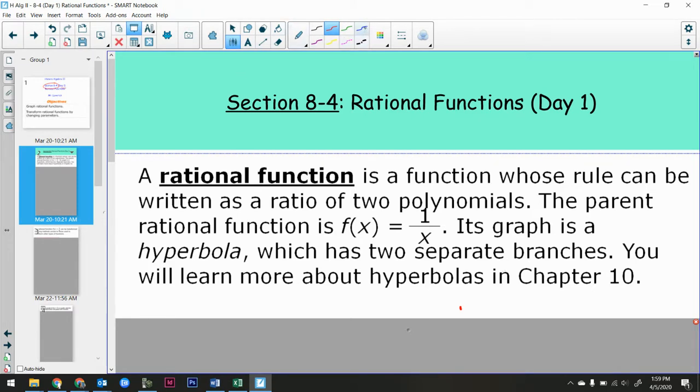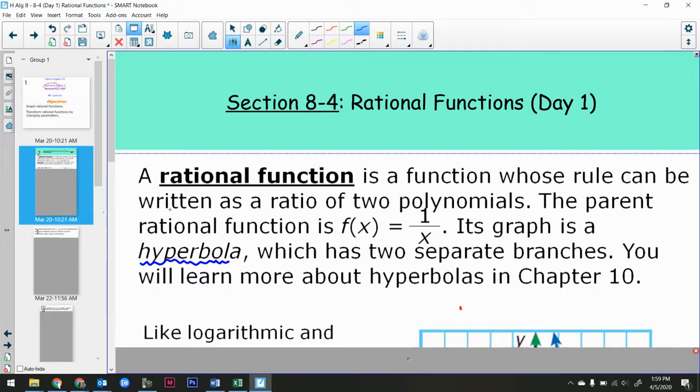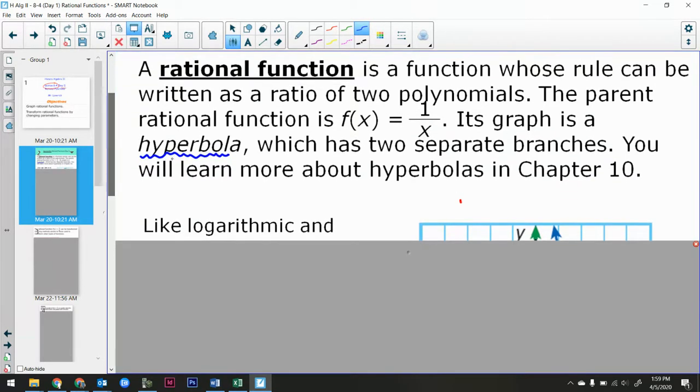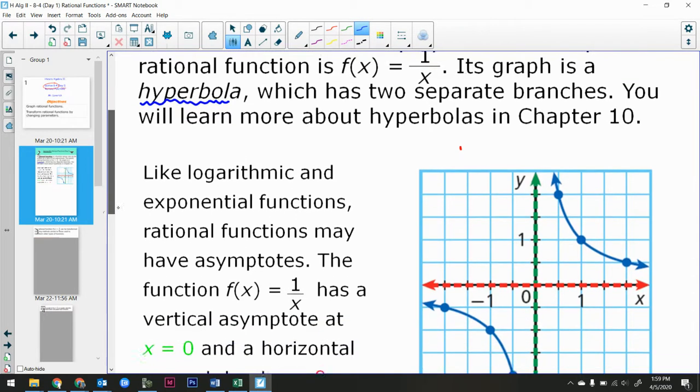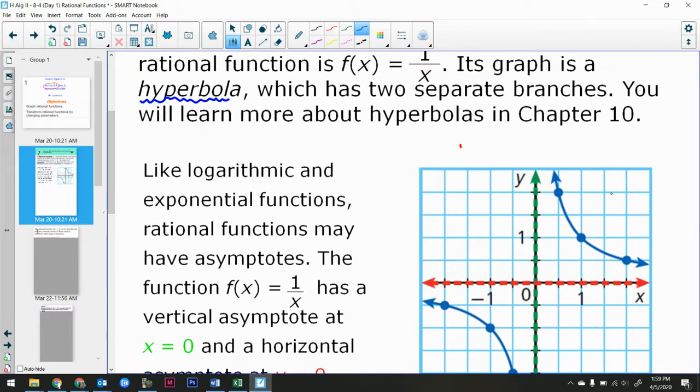Now, we've heard of parabolas before. This is a hyperbola. We've seen it. We've graphed it already. It's an inverse variation. We just haven't called it a hyperbola yet. It's basically just two separate branches, like this one. This is an example of a hyperbola. It has these two separate branches, one on this side and one on this side. You will learn more about the hyperbolas in Chapter 10. Just kidding. We don't cover Chapter 10, especially not now. You're going to talk a lot more about that in pre-calc when you talk about conic sections.